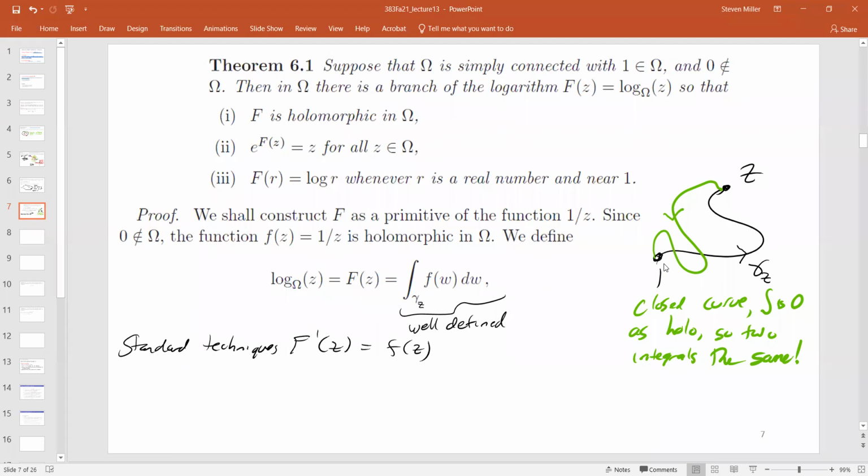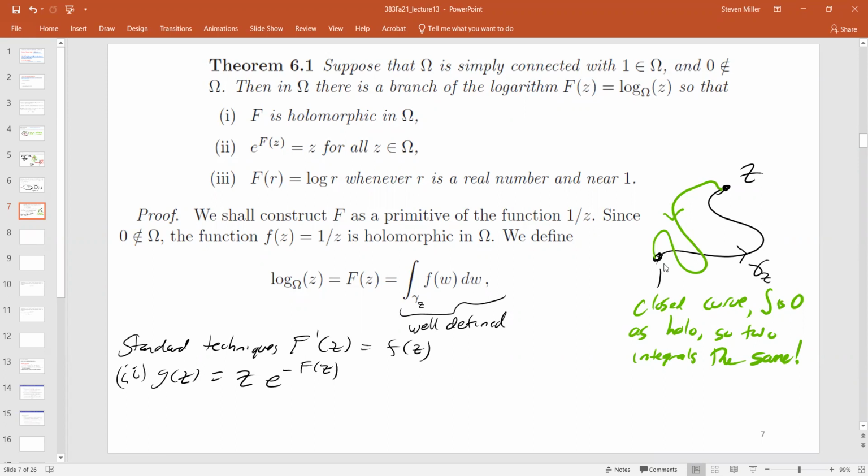We have a nice curve. If you want, you could look at f of z plus h minus f of z over h. You could argue like that. You could use various results of holomorphicity. So now, if we want to look at the function e to the f of z equals z, we often study say g of z equals z e to the negative f of z.